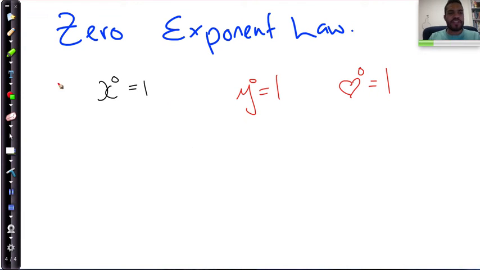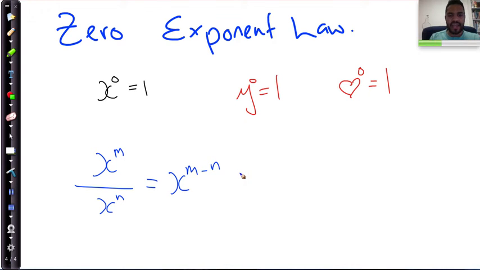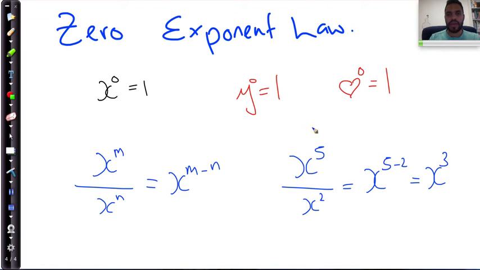Now, to show you how this is true, let us consider the property we worked with first. When we started out, we looked at specifically the quotient rule. We said if I take x to the power of m divided by x to the power of n, the bases are once again the same, so I keep the base and I say m minus n. That's the solution. For example, if I had x to the power of 5 divided by x to the power of 2, then the solution is x to the power of 5 minus 2, which is equal to x to the power of 3. Now, similarly, let's see how we can get the zero exponent property.